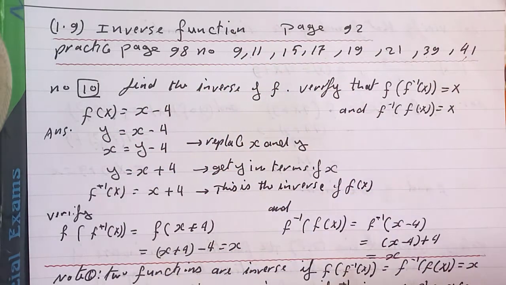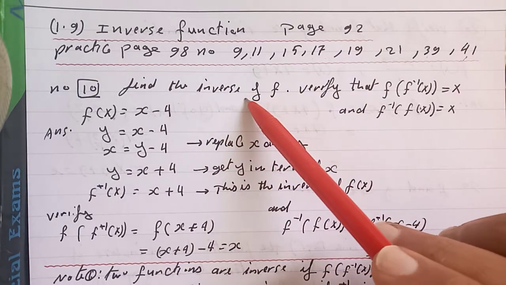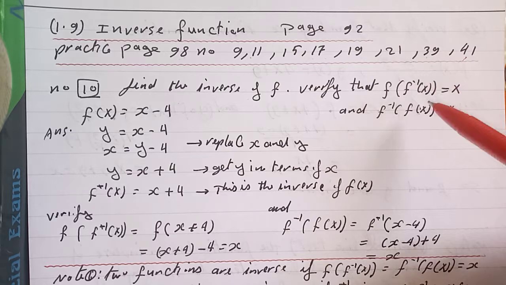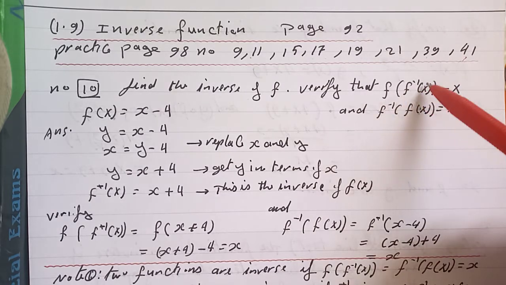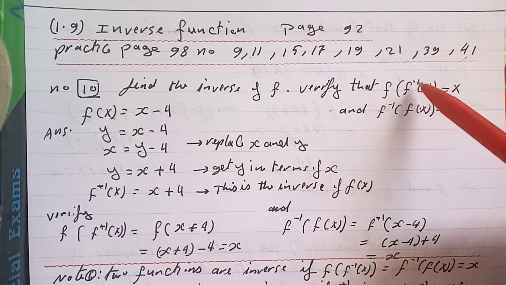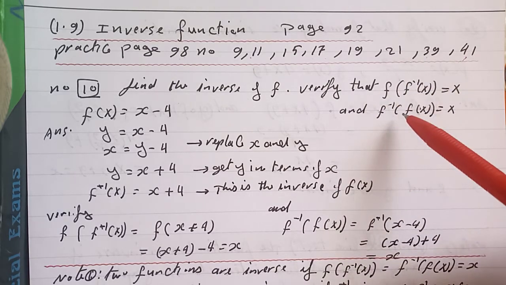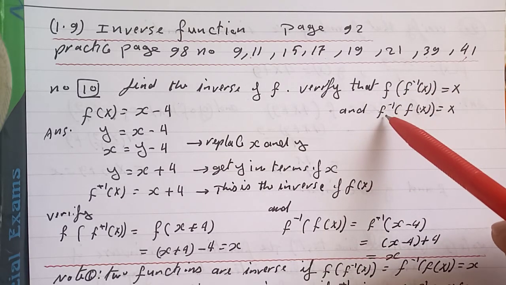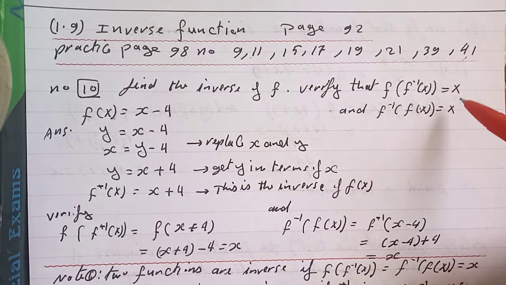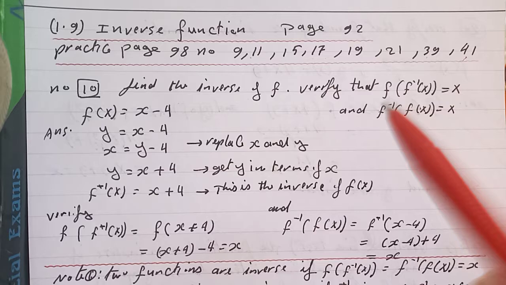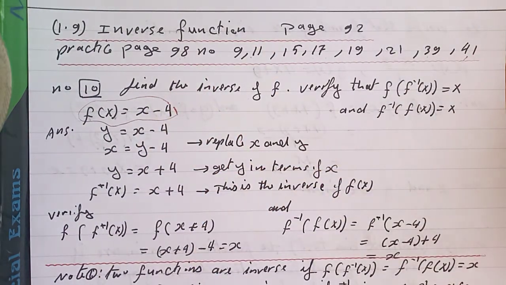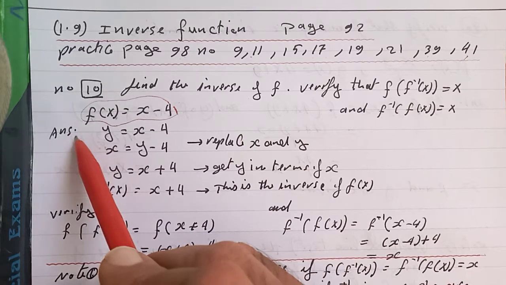start with number 10. Find the inverse of the function f and verify that f negative 1 of x equals x. This means the composite function of the function and its inverse equals x, and the composite function of the inverse and the function itself equals x. We'll see. This is the given function, f of x equals x minus 4. The answer starts from here.